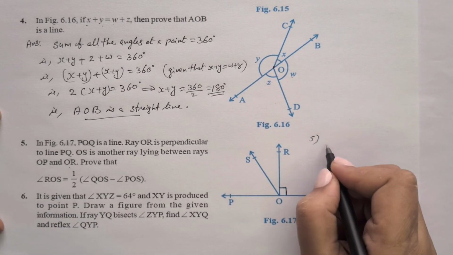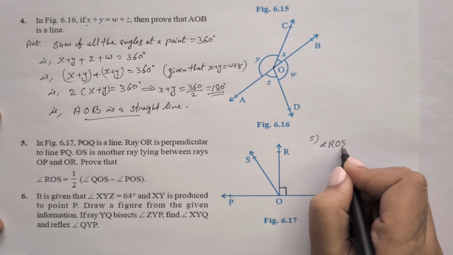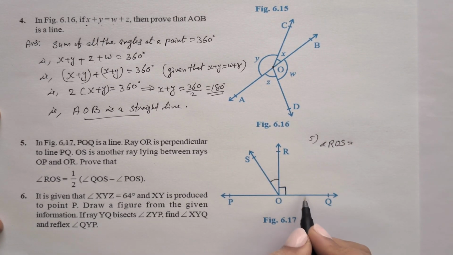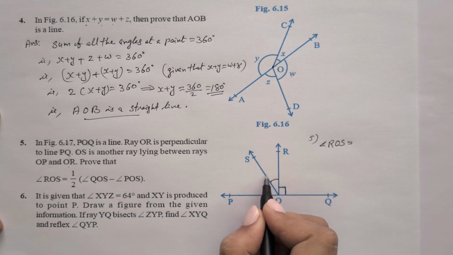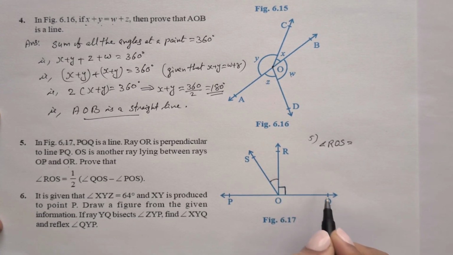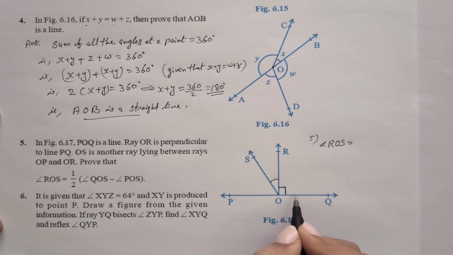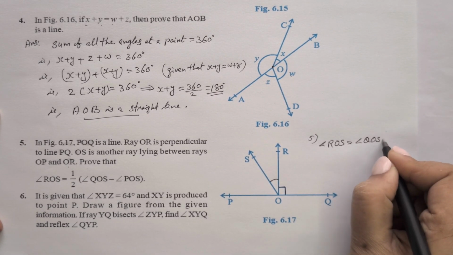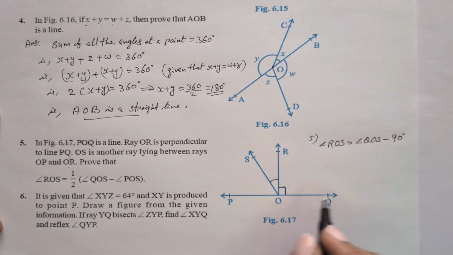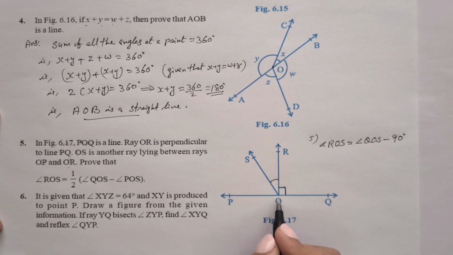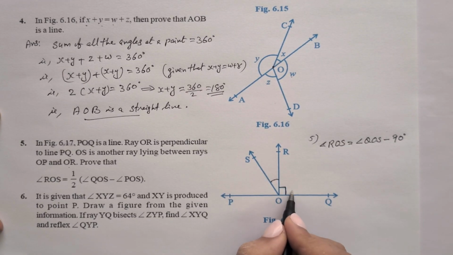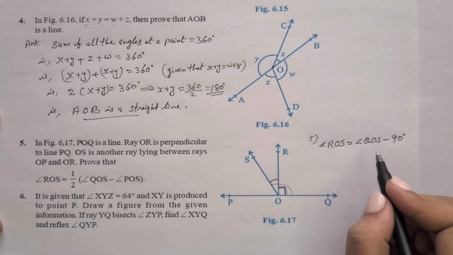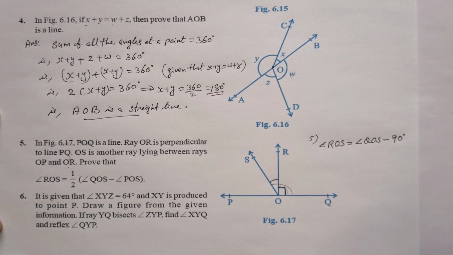So we can take angle ROS is equal to, we can write, this angle is equal to the total angle minus 90. Total angle means QOS. Angle QOS minus 90 degrees. We can see angle ROS is equal to total this much angle. From that, this angle we get to minus. So QOS minus 90 degrees.